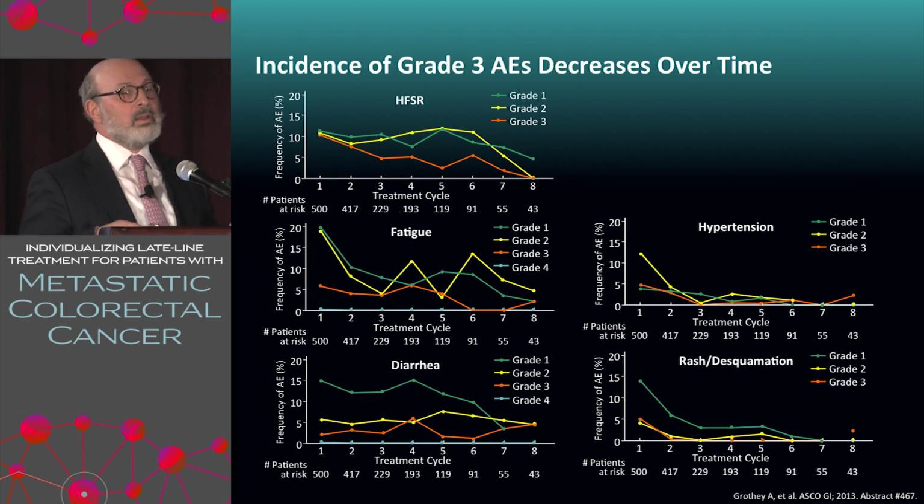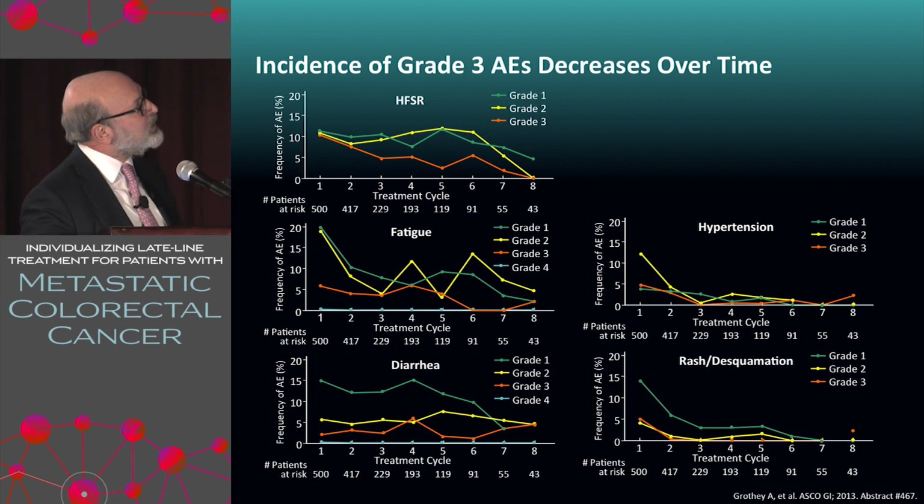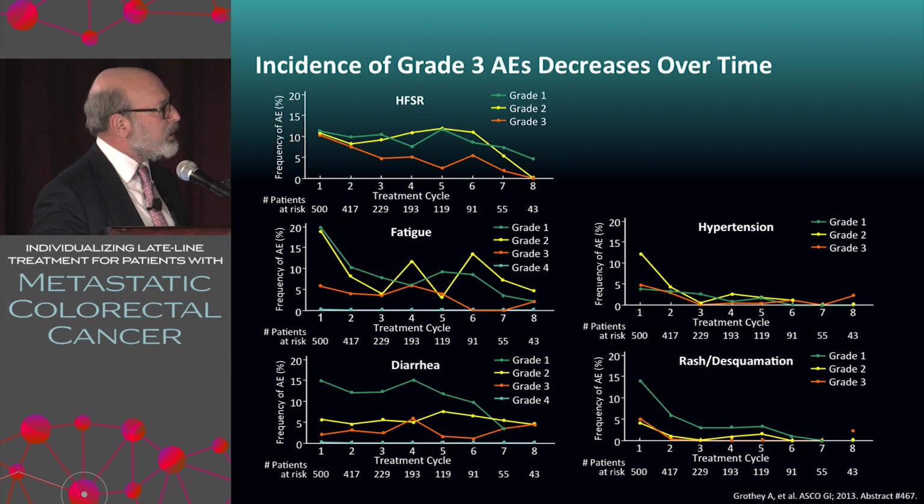But as has been mentioned by Dr. Van Cutsem, the incidence of these grade 3 adverse events really does decrease over time, and this is not just due to dose reduction, because if you look at the dose intensity in the CORRECT trial, it doesn't change nearly as fast as the drop in these toxicities. This is really due to patients somehow coping better with it and they're getting past the initial biologic effects of the drug. So over the treatment cycles, the highest incidence is always in the first 2 cycles.